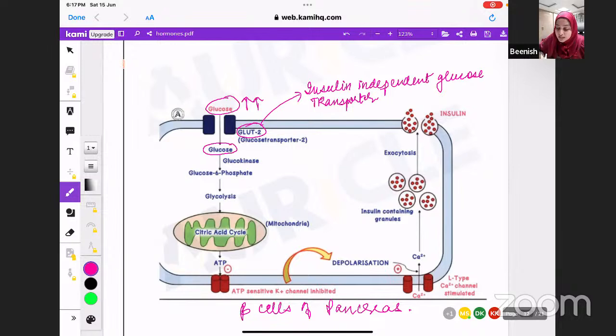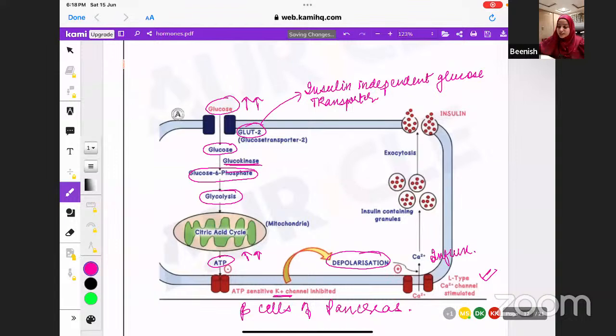Now, once inside the beta cells, this glucose is acted upon by glucokinase and it forms glucose 6 phosphate. This glucose 6 phosphate is going to enter glycolysis and produce ATP. So the ATP increases. As ATP increases, what is going to happen? ATP sensitive potassium channels are closed. This closing leads to depolarization, there is accumulation of potassium inside the beta cells, and this leads to opening of voltage sensitive calcium channels, as you can see here. So this leads to calcium influx.